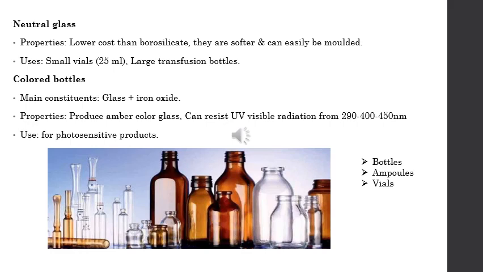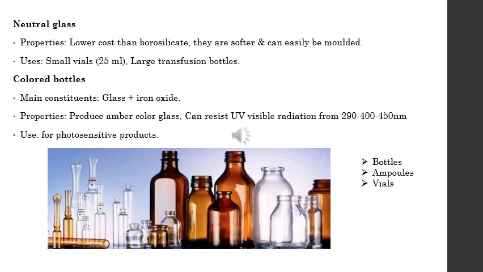Other than this, we have neutral glass, which has a lower cost than the borosilicate glass. They are softer and hence they can be molded easily. They are used to prepare small vials with a capacity of about 25 ml, and also for large transfusion bottles, which are the ones that store blood products.